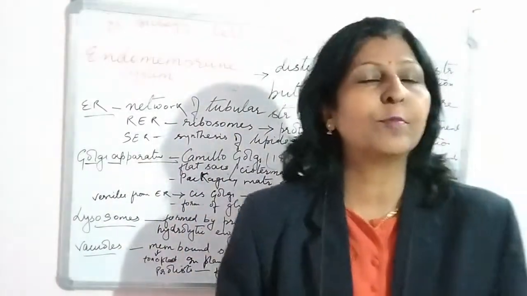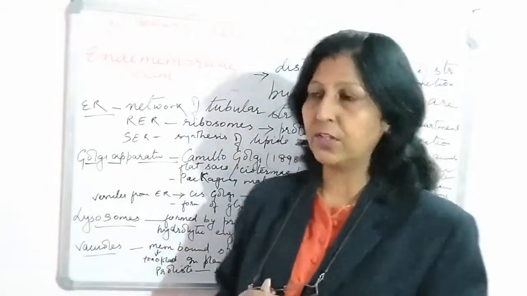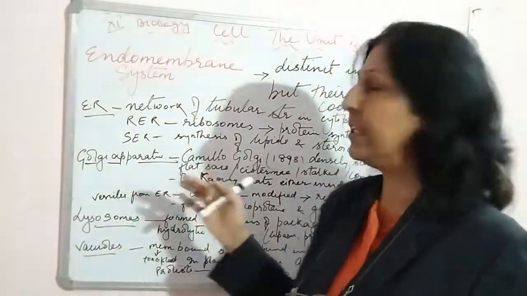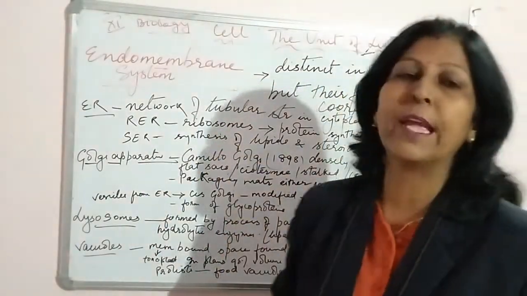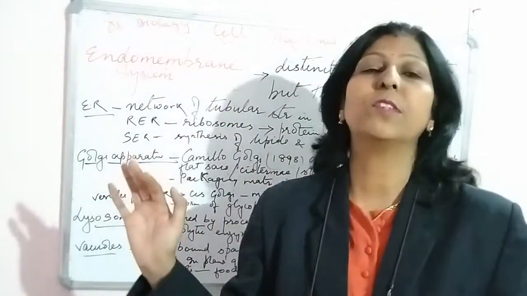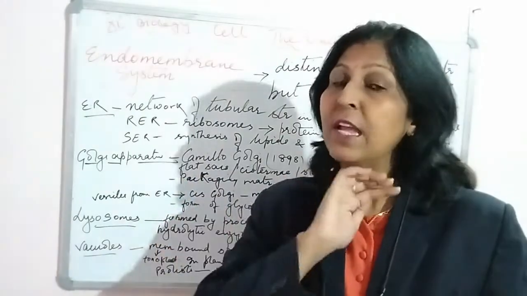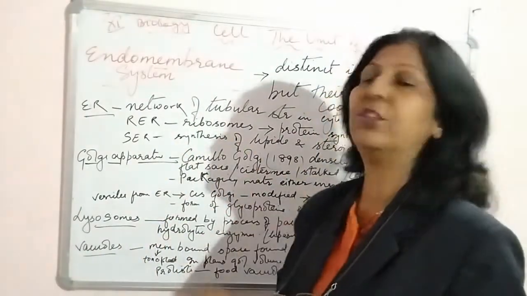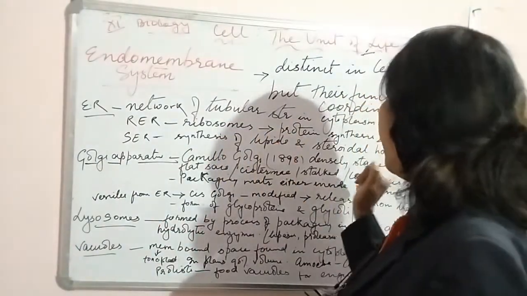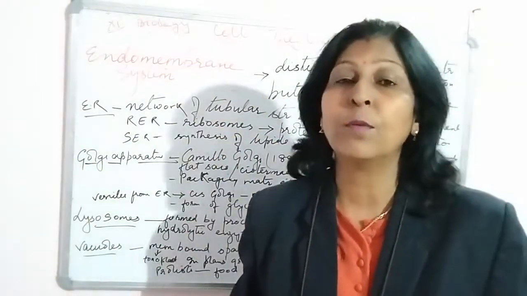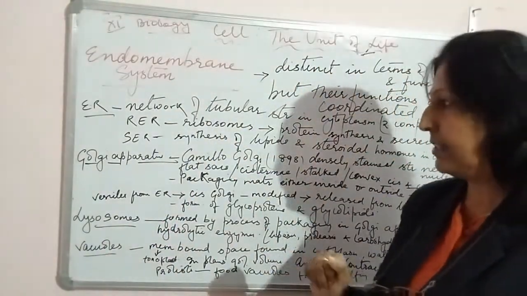Rough endoplasmic reticulum has ribosomes on the outer surface, and it is related to protein synthesis and secretions. Smooth endoplasmic reticulum does not possess any ribosomes on the outer surface, and its function is the synthesis of lipids and steroidal hormones in animal cells. So that is the endoplasmic reticulum.